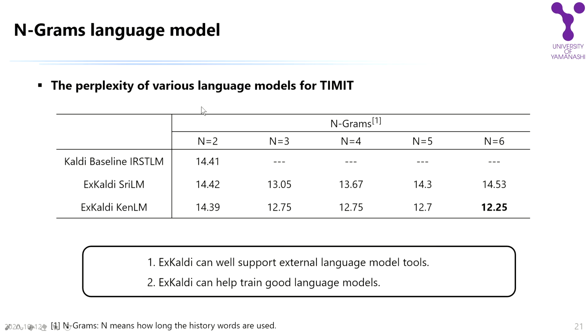Firstly, we have trained various n-gram language models. When training with the same order, we got almost the same score as the Kaldi baseline. And the best result appeared when we used the KenLM backend to train a 6-gram language model. This experiment shows that our ExKaldi toolkit can well support external language model toolkits to help users train good language models.